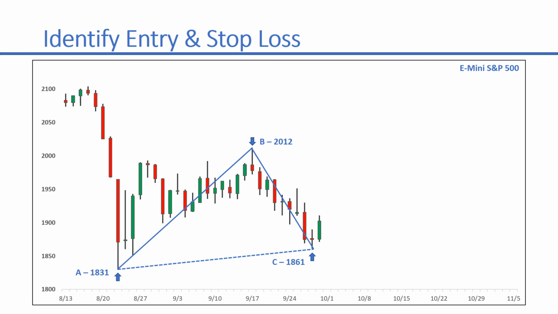After the ABC pattern is completed, you should wait for a reversal confirmation signal before entering your trade. You can use any momentum-based indicator or price confirmation mechanism. Here we enter long at the second high bar that appears after point C. A stop is placed at or a few ticks below point C. The difference between your entry point and stop is shown in pink and represents your risk.